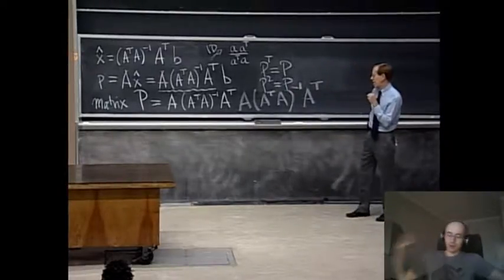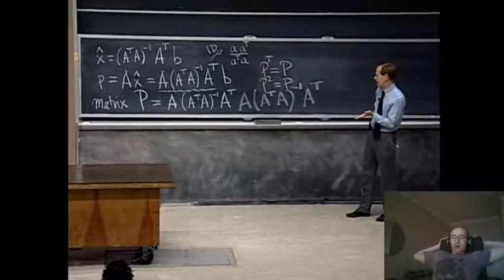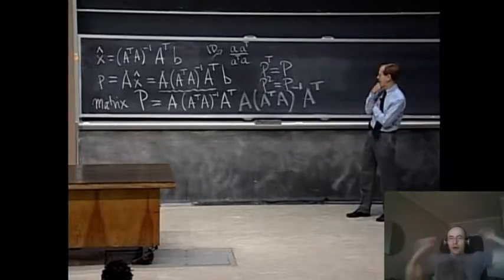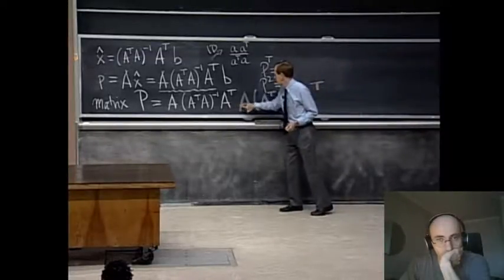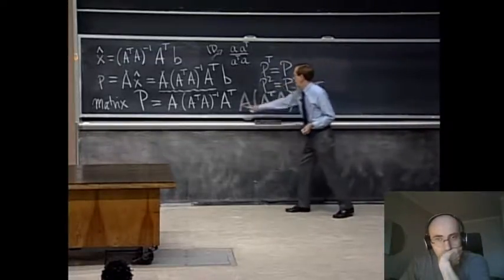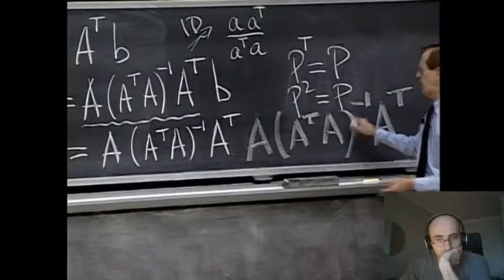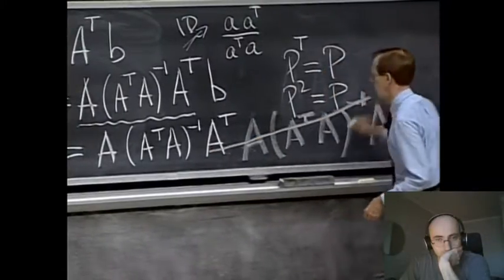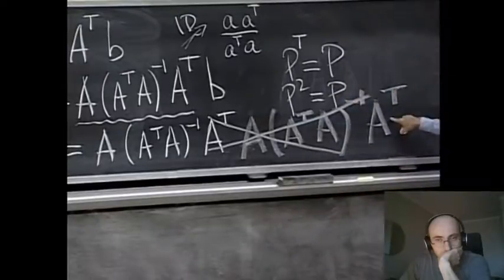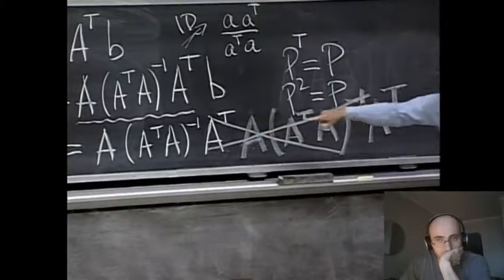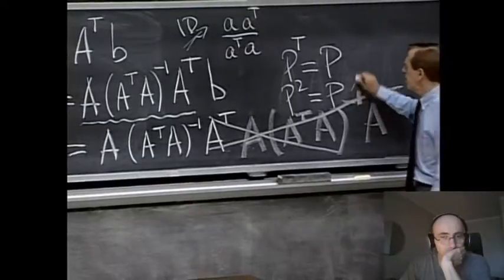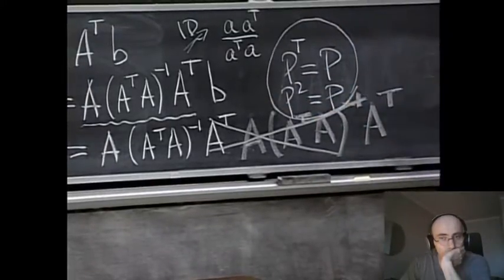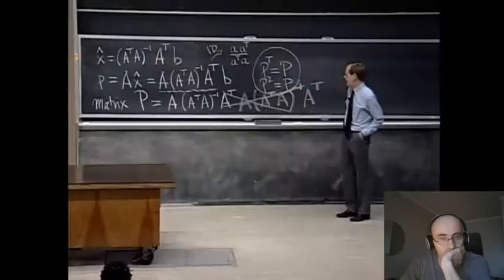How do I see that multiplication? Well, I just want to put parentheses in good places so I see what's happening. Here's an A transpose A sitting together. So when that A transpose A multiplies its inverse, all that stuff goes, and leaves just the A transpose at the end, which is just what we want. So P squared equals P. So sure enough, those two properties.